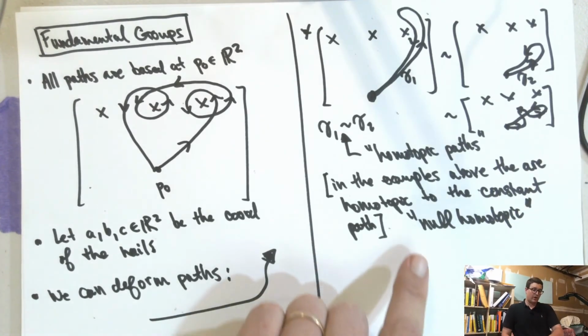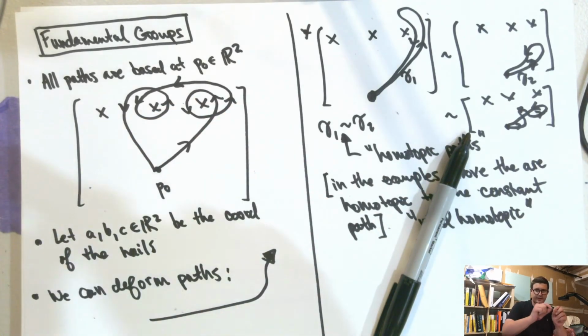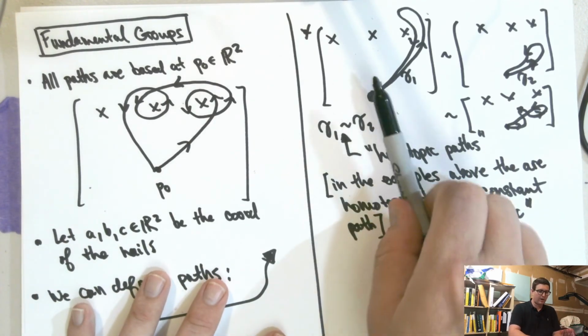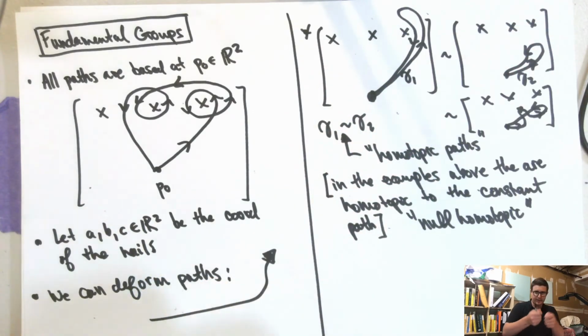Okay, so what's the constant path? That is like the string where I do nothing. We don't really care about the length of this string in this problem. We just sit there and we don't really move. And all of this path here, since it doesn't go around any of these nails, I can reel it in and make it equivalent to nothing.